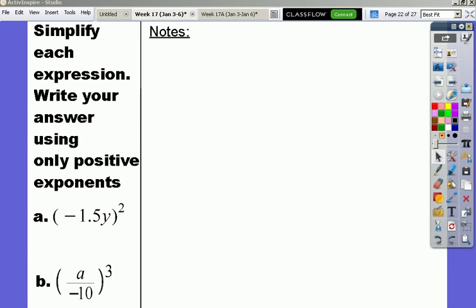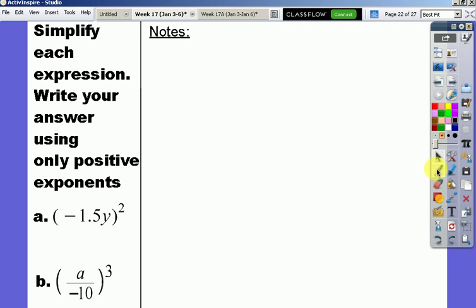So here it says simplify each expression, write your answer using only positive exponents. So A, we have the quantity. Remember, the quantity refers to whatever is in the parentheses. So I have the quantity negative 1.5 y squared. According to my properties, how do I approach simplifying this? Yes, raise each factor, negative 1.5 and y, to the power 2. Yes, exactly. That's exactly what you're going to do.